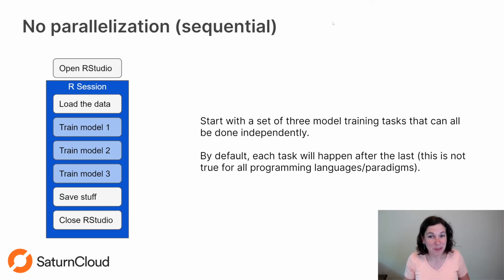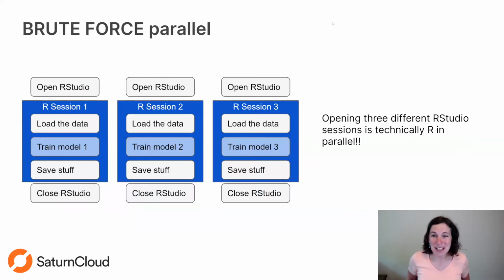to the first type of parallelization you can do in R, which you maybe have already done, which is what I call brute force parallelization, which is why not just open 3 instances of RStudio? Maybe you've done this. I've done this. If you have a long running script and you want to do some other R stuff, you might have just opened a new RStudio window, started a new R session, and done something else on the side. Congratulations, you have done R in parallel.